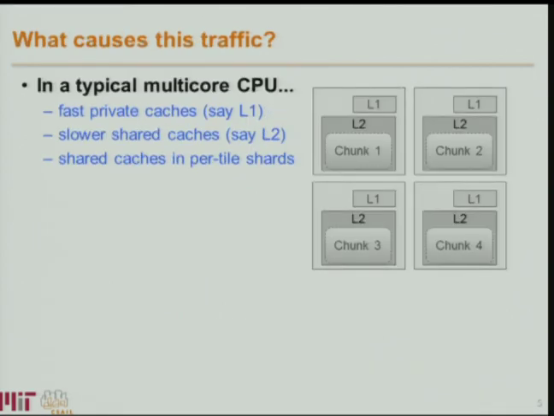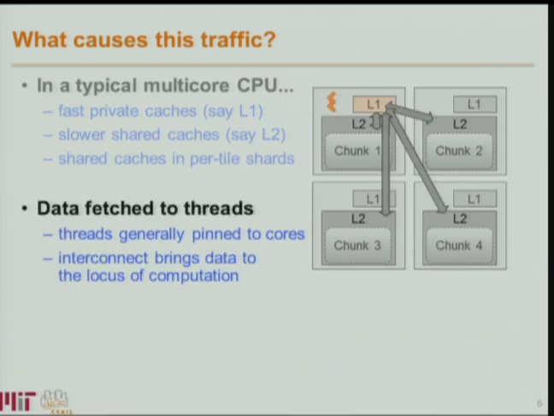So where is this traffic coming from? In a typical CPU, you have some private cache, which is generally L1, maybe L2, but let's just say L1 for argument's sake. Then you have some shared level of cache, let's just call it L2 for argument's sake. And the shared cache is divided among the different tiles in the processor. When a thread is running, the thread is generally pinned to one core, and it fetches the data from the different caches.